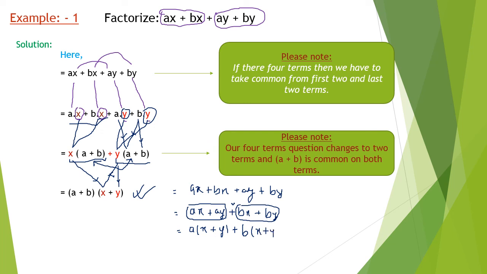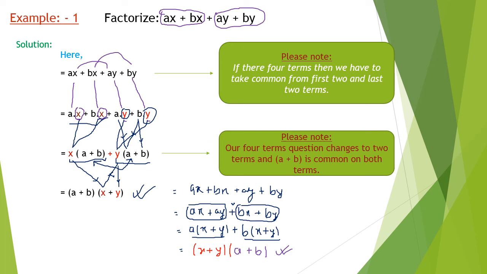Now our 4-term quotient is changed to 2 terms, and from these 2 terms also, this is a single term, and this is also a single term. So from these 2 terms also, x plus y is common. You can clearly see, isn't it? It's there on the screen. So x plus y is common and it's taken out. And what are the remaining after taking x plus y common? The remaining are a plus b. So in any way, we will arrive at the same answer. So hope you understood it.